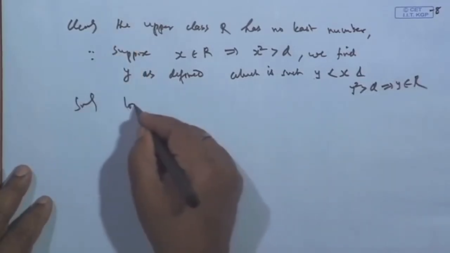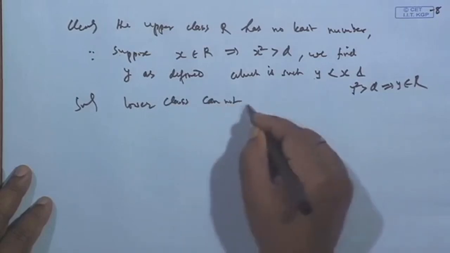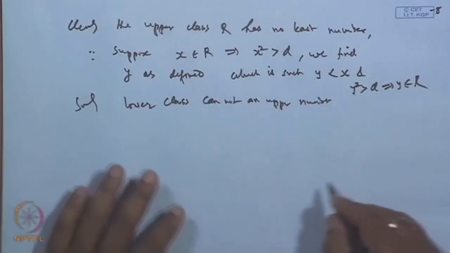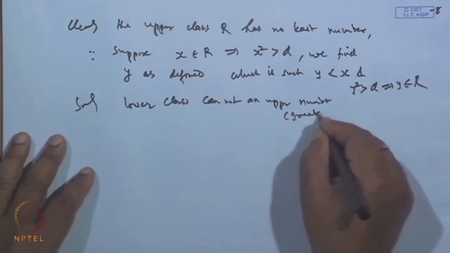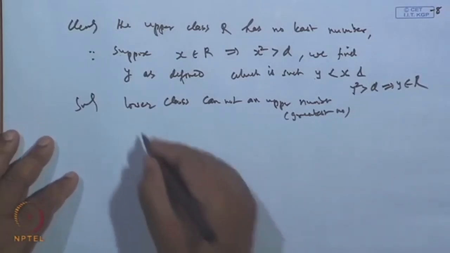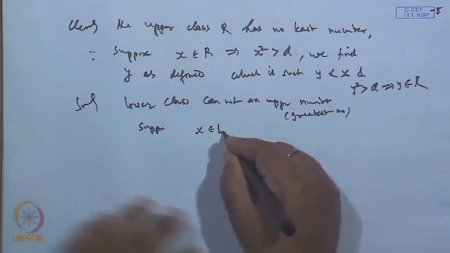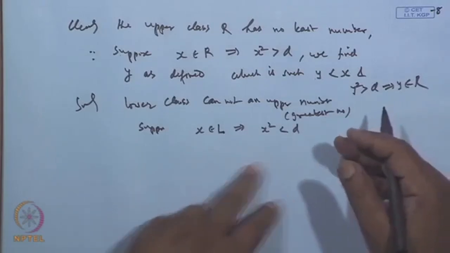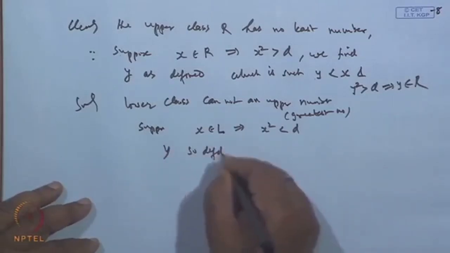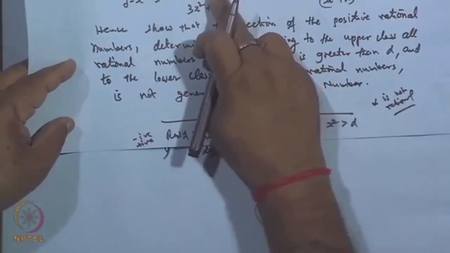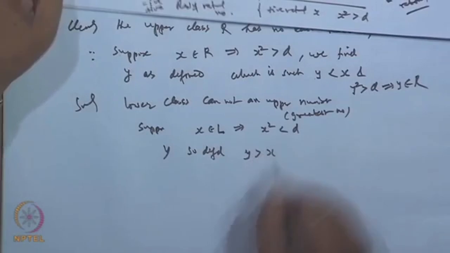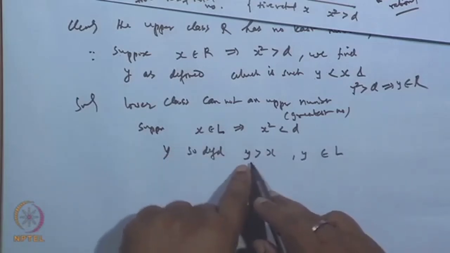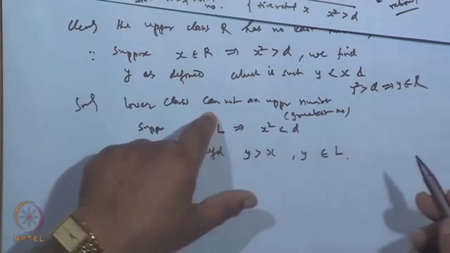Similarly, the lower class cannot have a largest number. Why? Because if suppose x belongs to the class L, then x square must be less than d, otherwise x would be in the upper class. Then the y so defined: if x square is less than d, then this is positive, so y minus x is positive. So y is greater than x, and again y belongs to the lower class. So if x is in the lower class, we also get another number y which is also in the lower class but greater than x. So L cannot have a largest number.